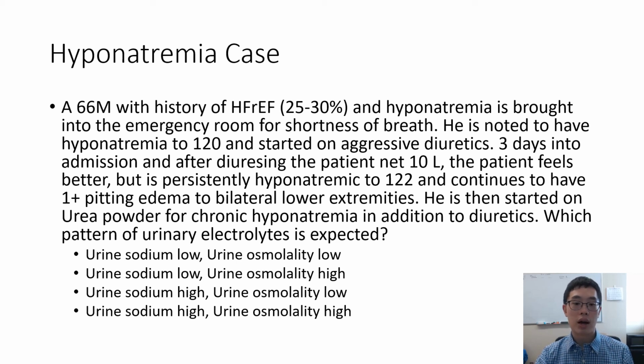3 days into admission and after diuresing the patient a net of 10 liters, the patient feels better, but is persistently hyponatremic to 122, and continues to have 1+ pitting edema to bilateral lower extremities. He is then started on urea powder for chronic hyponatremia in addition to his diuretics. Which pattern of urinary electrolytes is expected? Is it low urine sodium and low urine osmolality, low urine sodium and high urine osmolality, high urine sodium or low urine osmolality, or high urine sodium and high urine osmolality? Feel free to pause the video now if you need more time to answer the question.